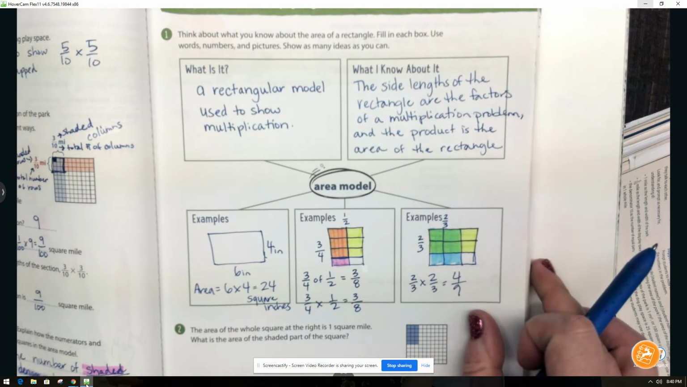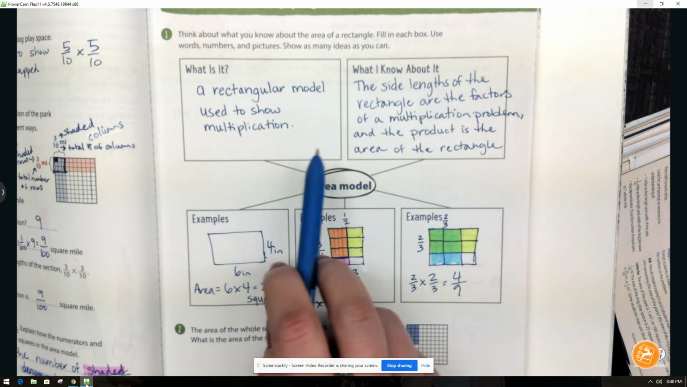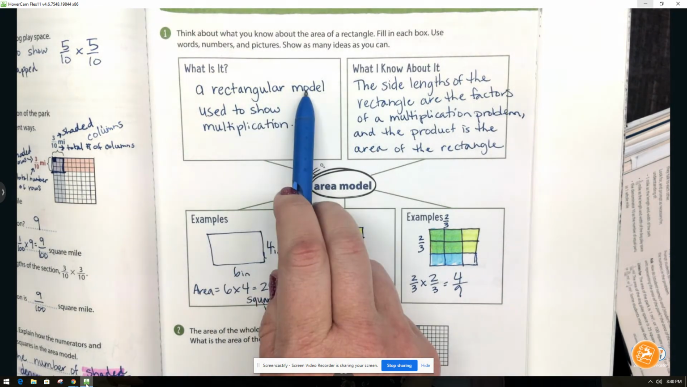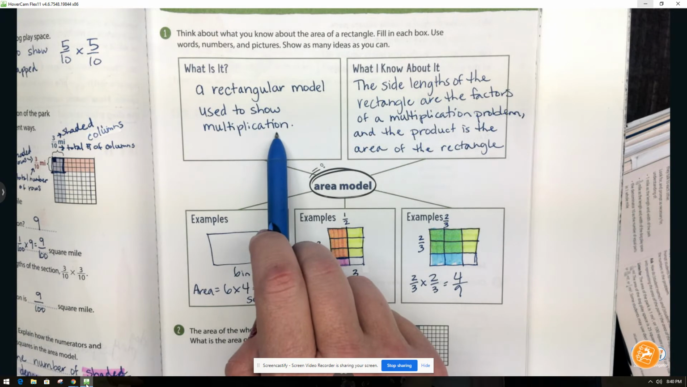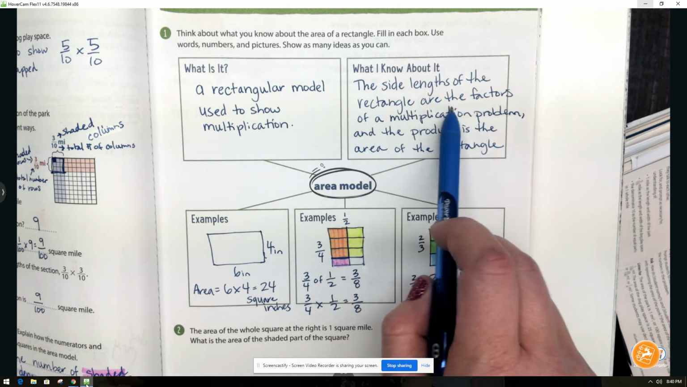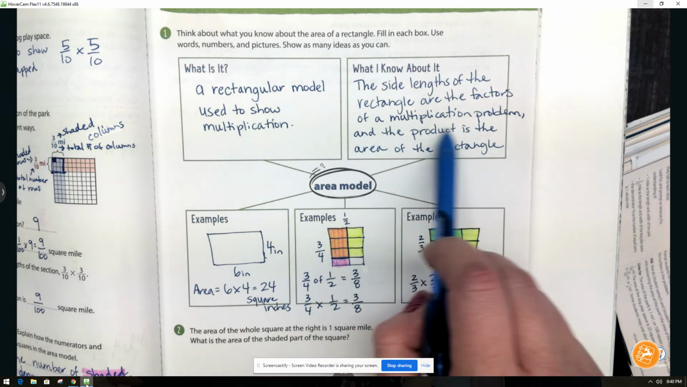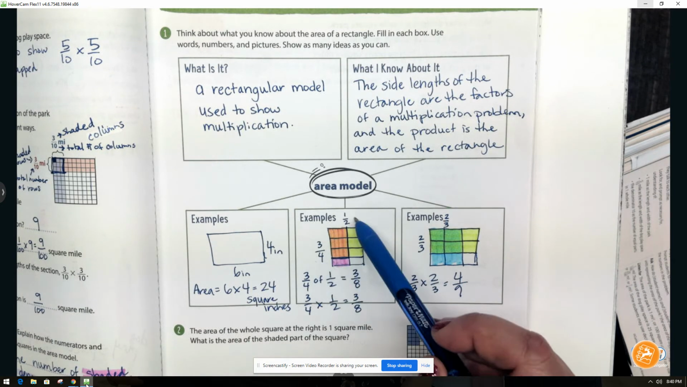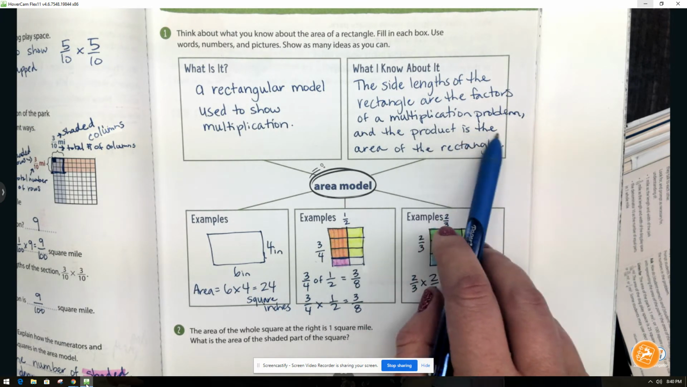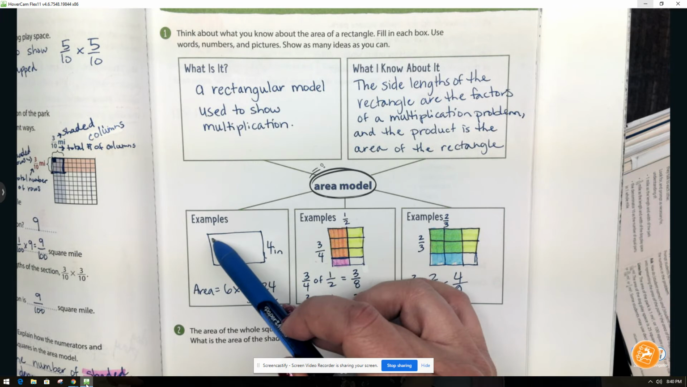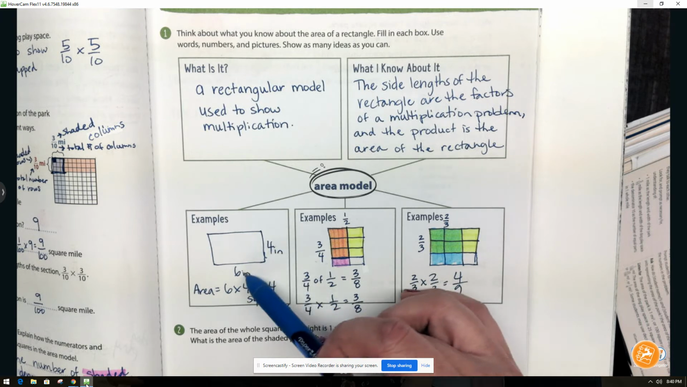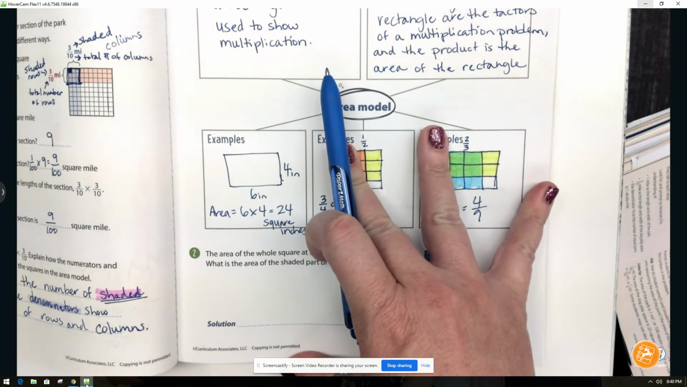So now we're going to move over to our graphic organizer, and we're going to talk about an area model. So what is an area model? An area model is a rectangular model used to show multiplication. What do we know about an area model? We know the side lengths of the rectangle are the factors of a multiplication problem. So these are our factors that we're multiplying to solve the problem. And the product, or the answer to the multiplication problem, is the area of the rectangle. So if we want to know the area of this rectangle, we multiply the length times the width, or the two factors. So that's what we know about an area model.